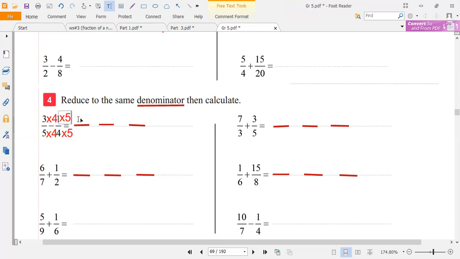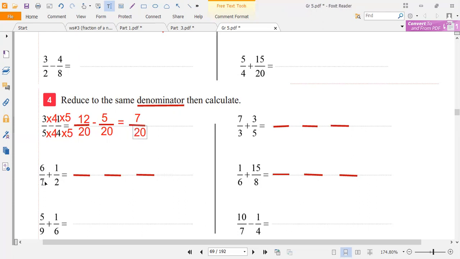The first fraction will be 12/20. We have minus. The second fraction will be 5/20. Now they have the same denominator, so we can subtract them. 12 minus 5, 7, and we keep the denominator.